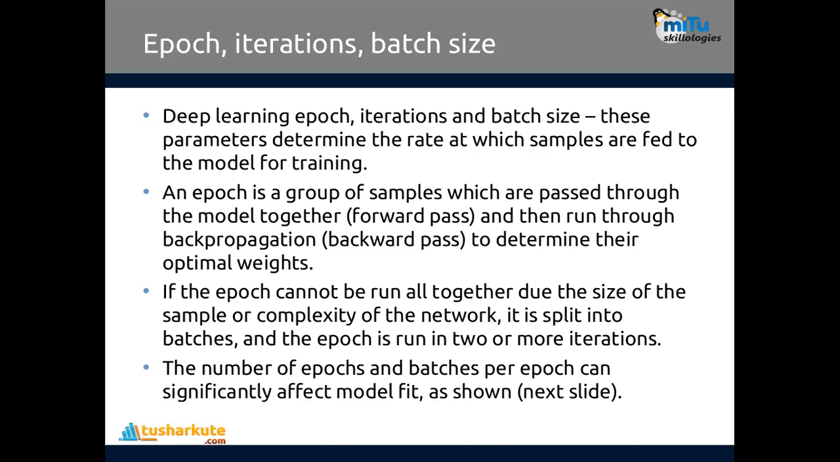These parameters determine the rate at which the samples are fed to the model for training. An epoch is a group of samples which are passed through the model together in the forward pass, and then run through the backpropagation backward pass to determine their optimal weights. So one phase of the forward pass and the backward pass, that is the forward pass plus the backpropagation, is called an epoch. It's a group of samples which are passed through these two particular steps.